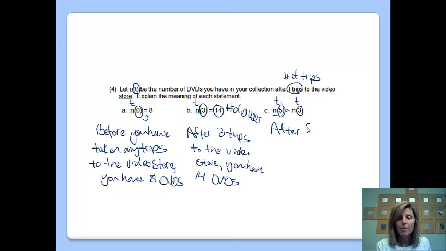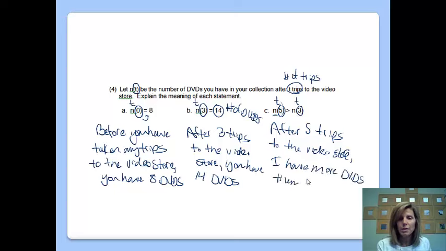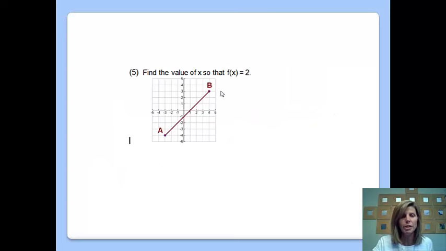So I will just say after 5 trips to the video store, I have more DVDs than I did after 3 trips. And again, this is just getting you used to seeing it in notation and what do those things mean when we look at them instead of like a foreign language.